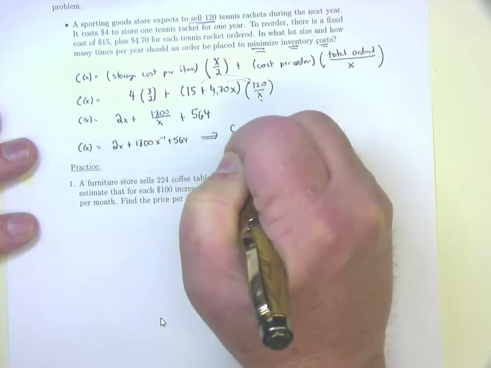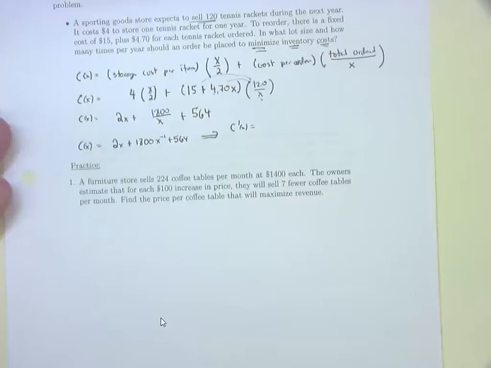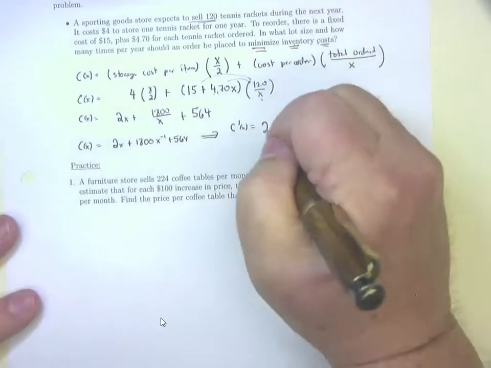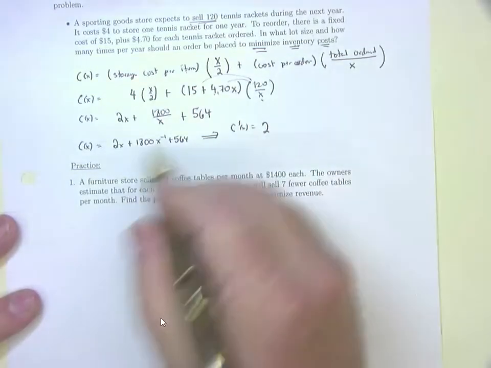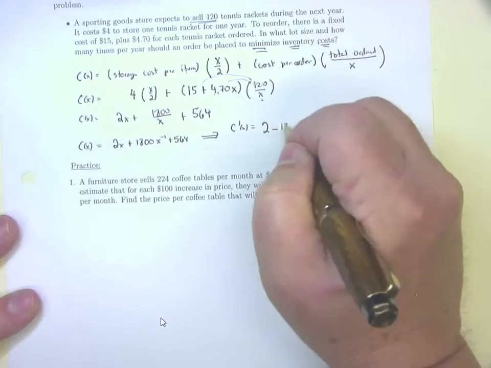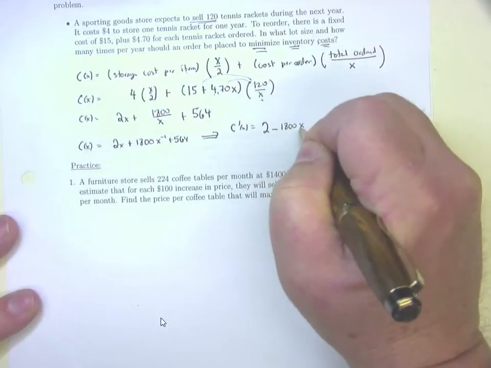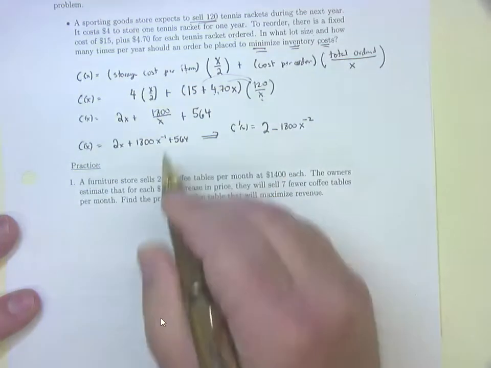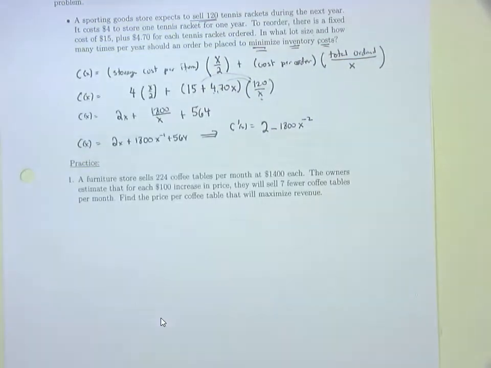Now, take the derivative, set it equal to 0, and solve. What's the derivative of 2x? 2. What's the derivative of 1,800x to the negative 1? Bring down your negative 1 times 1,800, makes it minus 1,800x to the what? Negative 2. What's the derivative of 564? 0, because it's a constant.